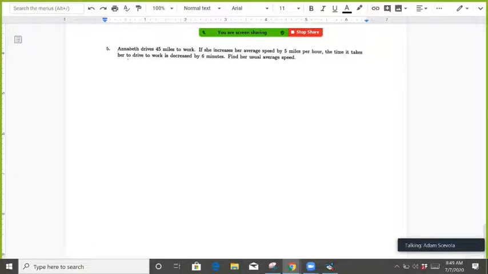Okay, in this word problem we have Annabeth, who drives 45 miles to work. If she increases her average speed by 5 miles an hour, the time it takes her to drive to work is decreased by 6 minutes. Find her usual average speed.